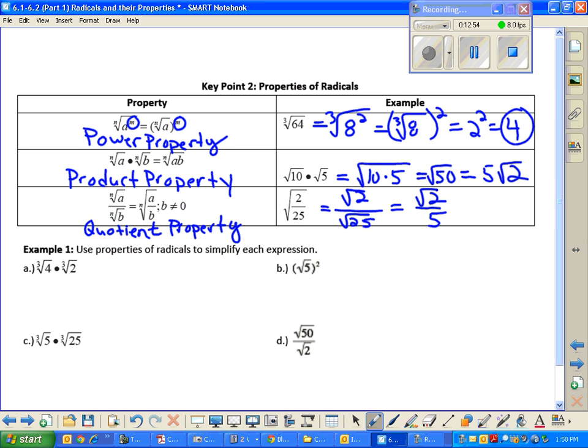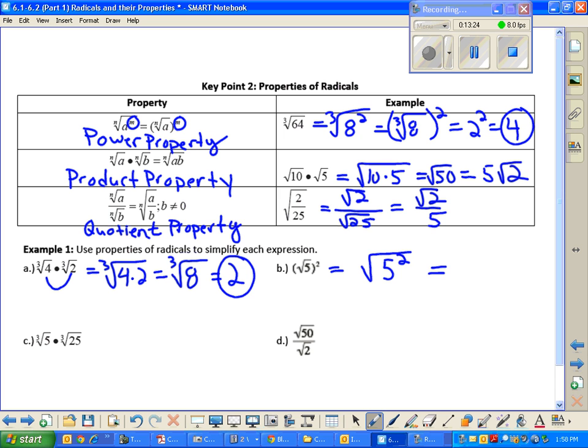So right now my eyeballs go to the product, so I think product property for that. This is going to be the same as the cube root of 4 times 2, which is the same as the cube root of 8, which is 2. So I see the product there, so I use the product property. For part B, I'm going to use the power property. I know that squared can go inside or outside the parentheses. So I'm going to square root 5 and then square it. That's the same as the square root of 25, which ultimately yields 5 as a simplified answer.